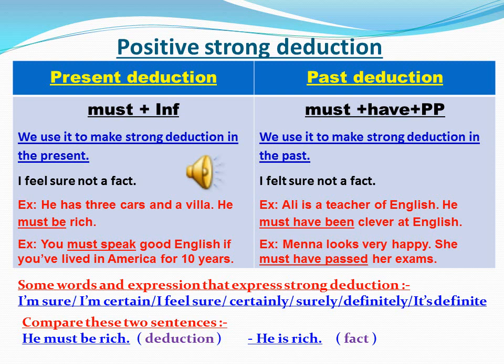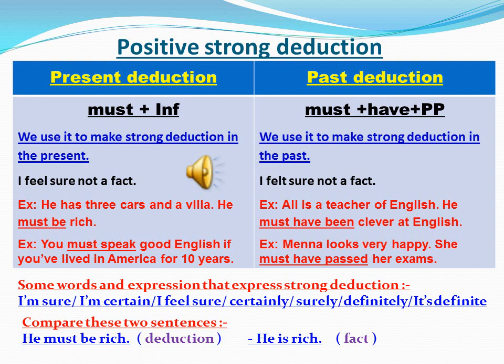Positive strong deduction. In the first example here, he has 3 cars and a villa. He must be rich. I feel sure that he is rich, but it's not a fact. I know he has 3 cars and a villa, and this costs a lot of money. So I deduce that he must be rich. I feel sure that he is rich.